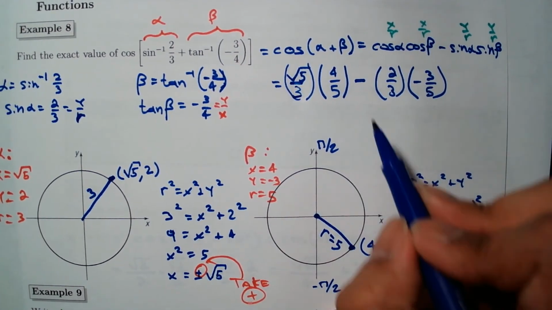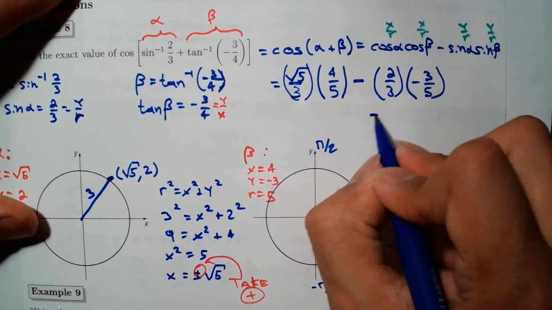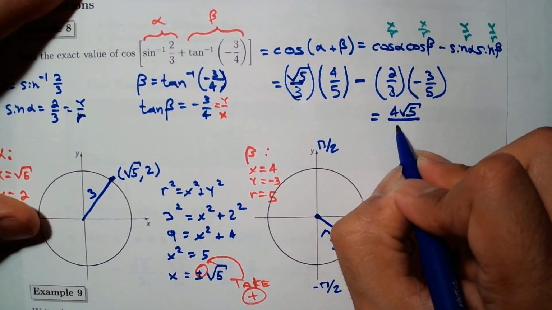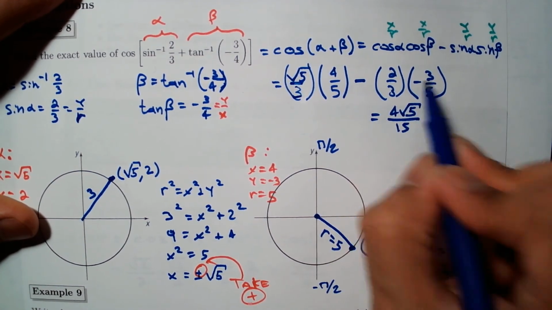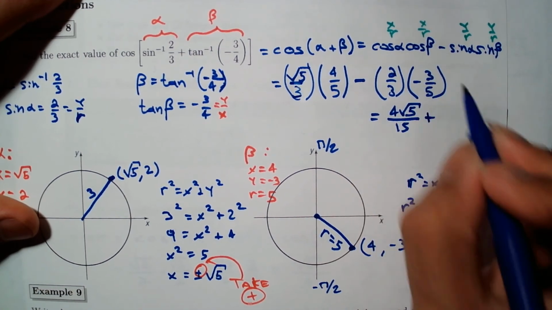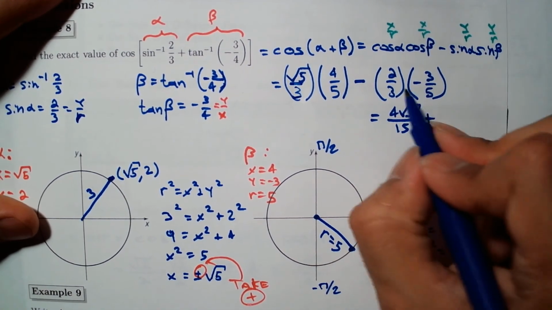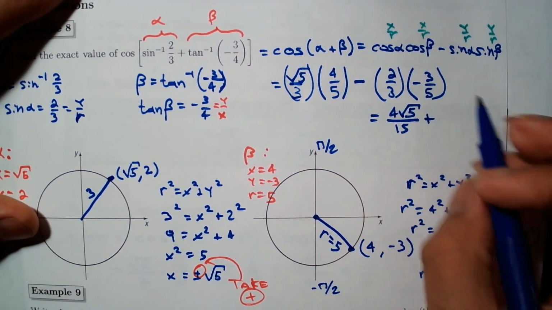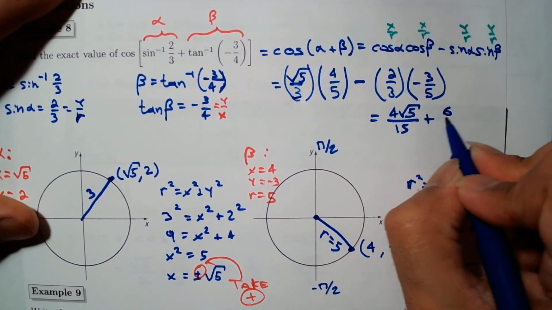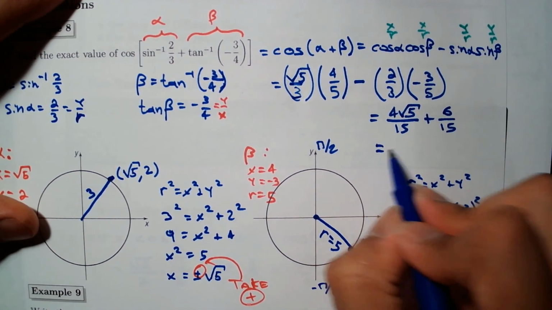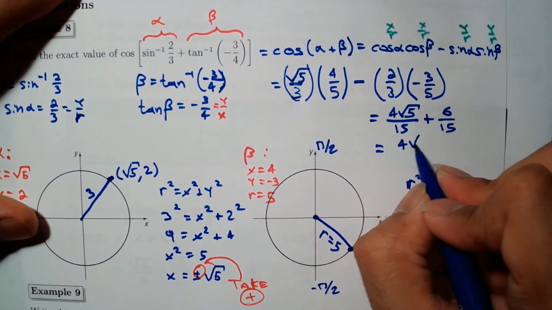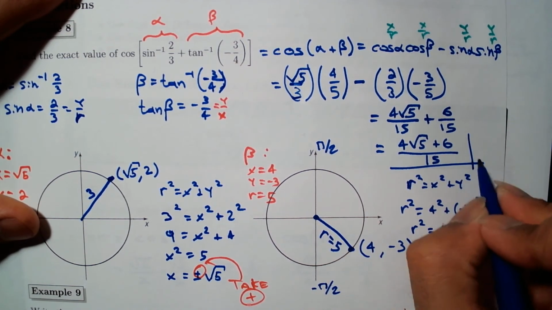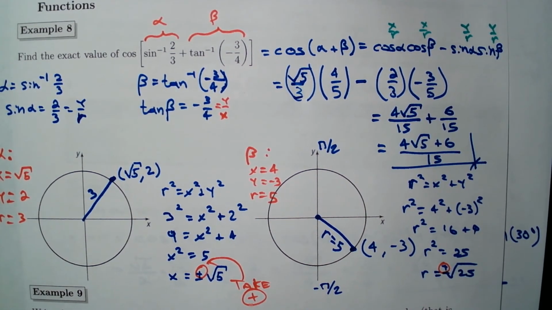Well, that's 4 root of 5 over 3 times 5, which is 15. Negative times negative, that's a positive. Plus 2 times 3, actually, you could divide out these 3's if you want. However, I'm going to do the following. I'm going to do 6 over 15 to later simply combine into one single number. 4 root of 5 plus 6 over 15. Final answer to this exercise. All right.